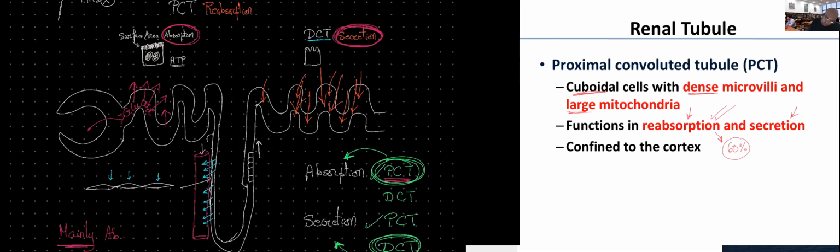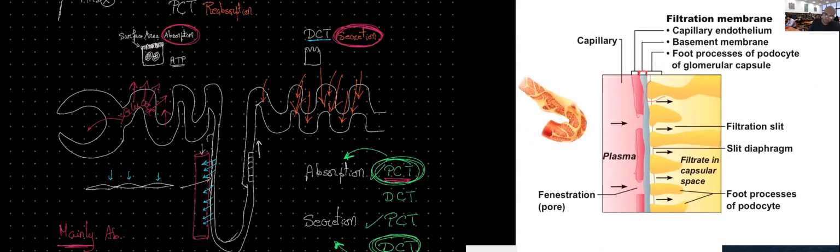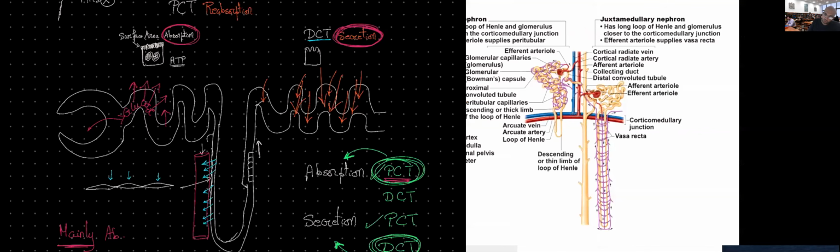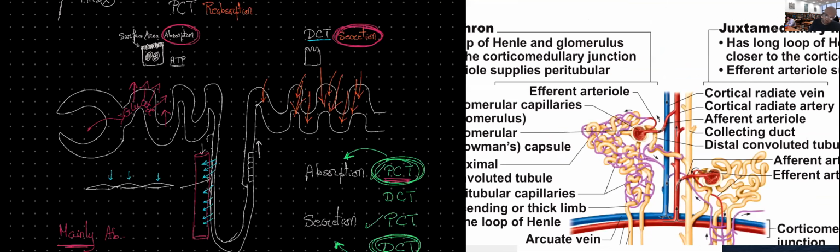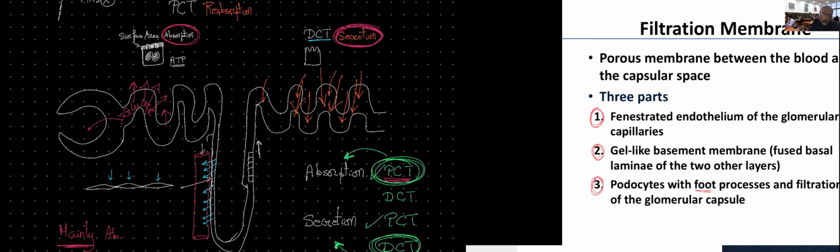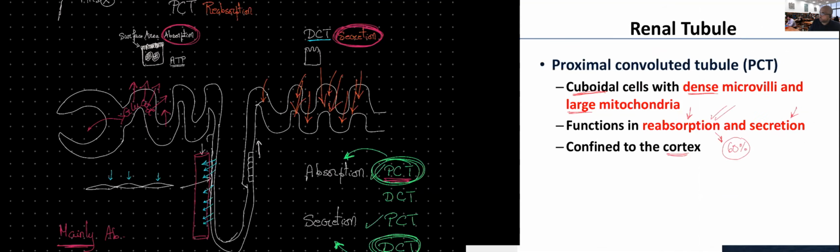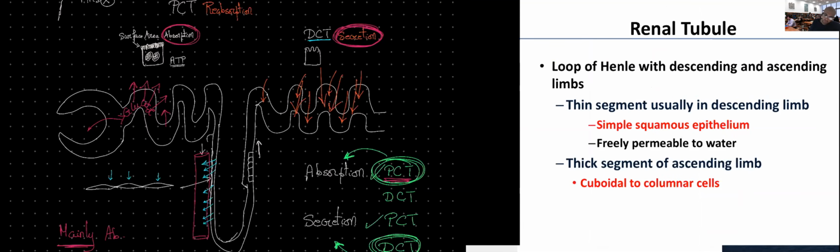They are confined to the cortex. If you remember, both the juxtamedullary nephrons and the cortical nephrons have their proximal and distal convoluted tubules in the cortex. So proximal convoluted tubules are going to be confined to the renal cortex.